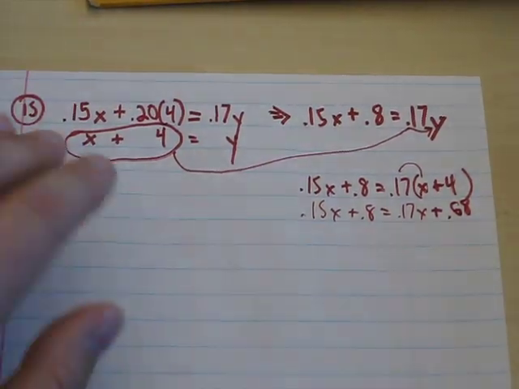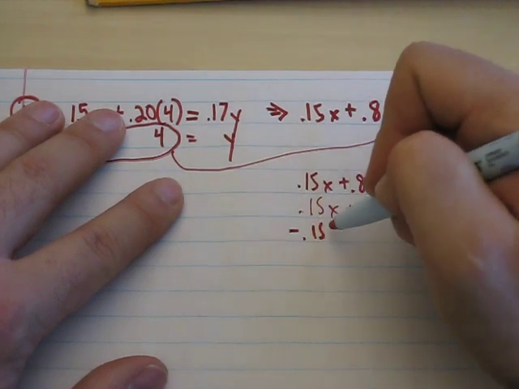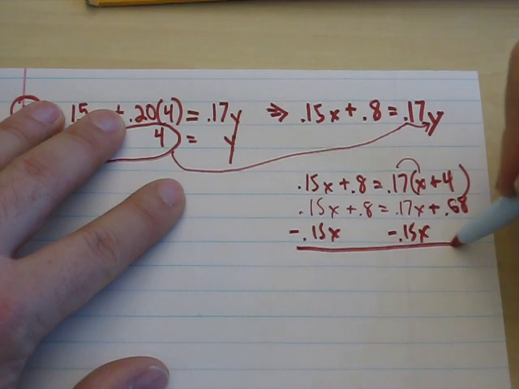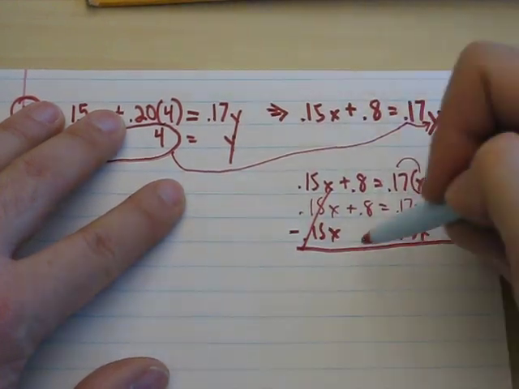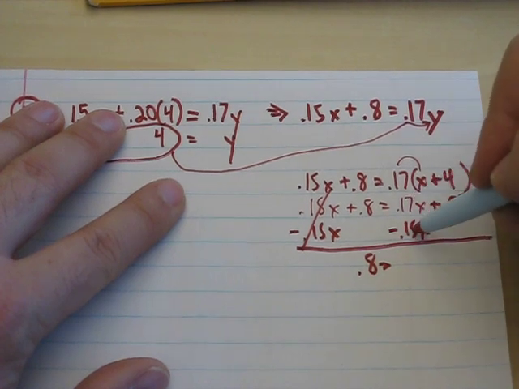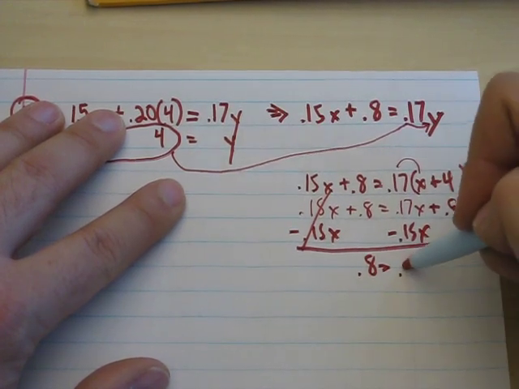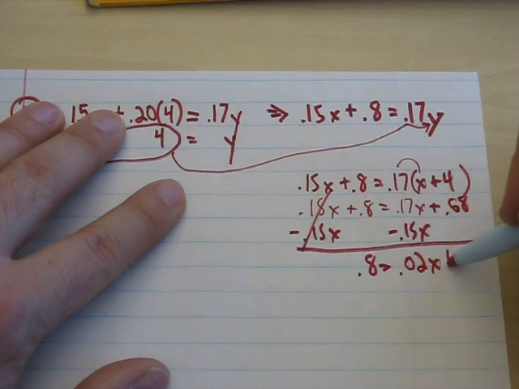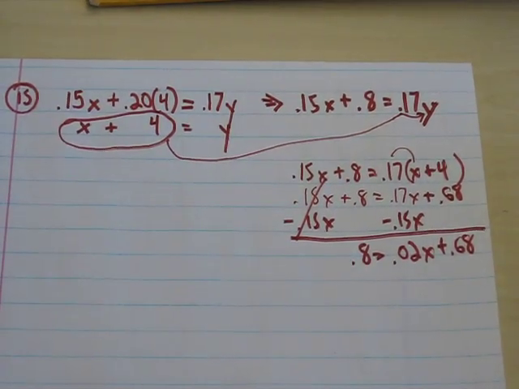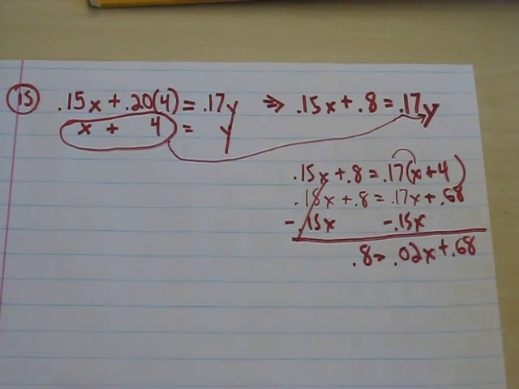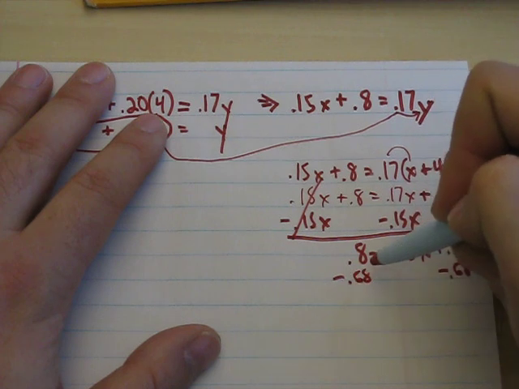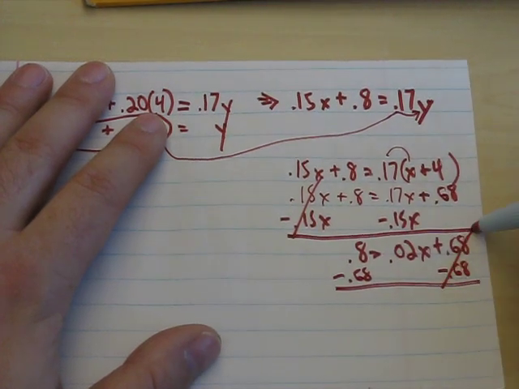Now I get to solve for x. I'm going to subtract the 0.15x, or the 15 hundredths x, from both sides. Draw a line. Okay, that simplifies. The 0.8 drops down. This also drops down. 17 minus 15 hundredths is 2 hundredths plus the 0.68. All right, so we're getting close to the end here. What I'm going to do is subtract my 68 hundredths from both sides. Draw a line. These simplify.